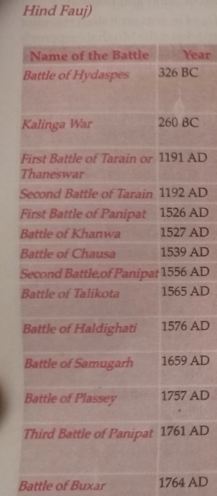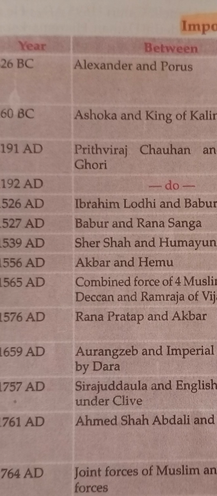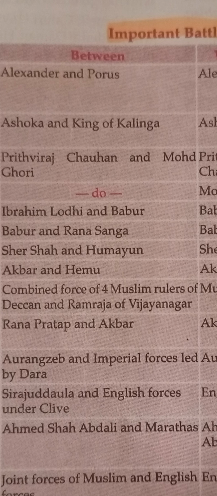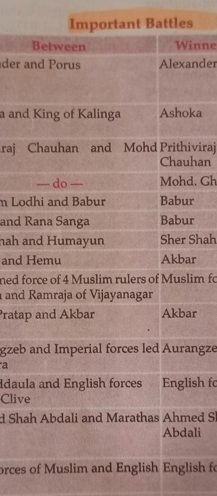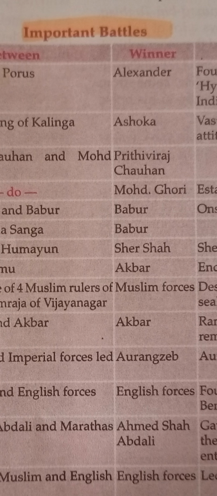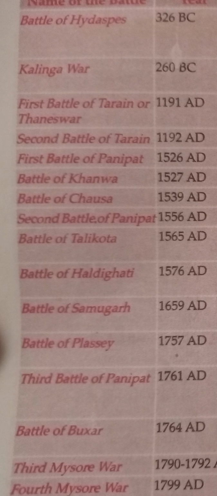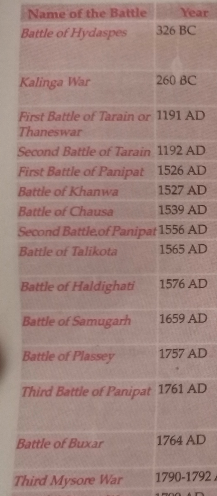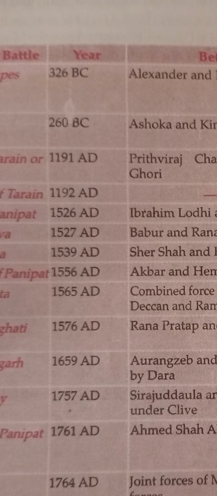Directly the record that we have is about 1191 and then 1192, both relating to Tarain. It took place between Prithviraj Chauhan and Muhammad Ghori. In the first battle Prithviraj won, and in the next one, Ghori. So first was 1191, 92, and that was a time when Muslim rulers stepped into India, and it was somewhere the decline period of Hinduism.